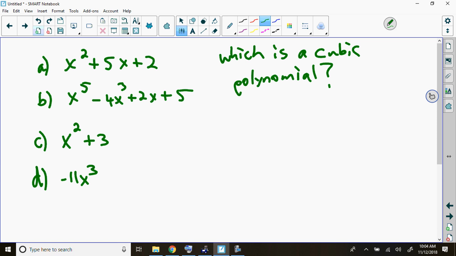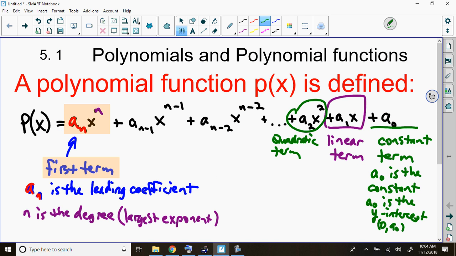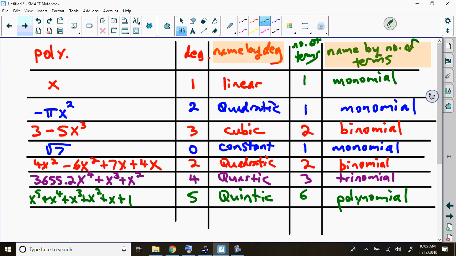But wait a minute. Let's go back to the title of the section. The title of this section is Polynomials and Polynomial Functions, right? And then when we look at this table, some polynomials only have 1 term. And if we're naming it because it only has 1 term, we're supposed to call it a monomial. But a monomial is still a polynomial in general. Does that make sense? I'll say that again. A monomial or a binomial or a trinomial, even though they have special names because of how many terms they have, they're still polynomials.